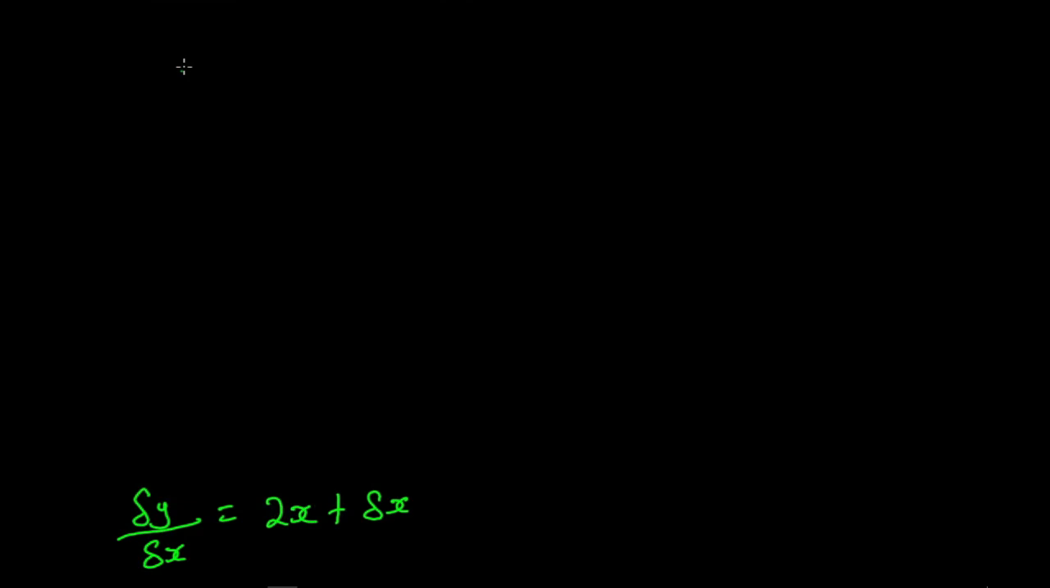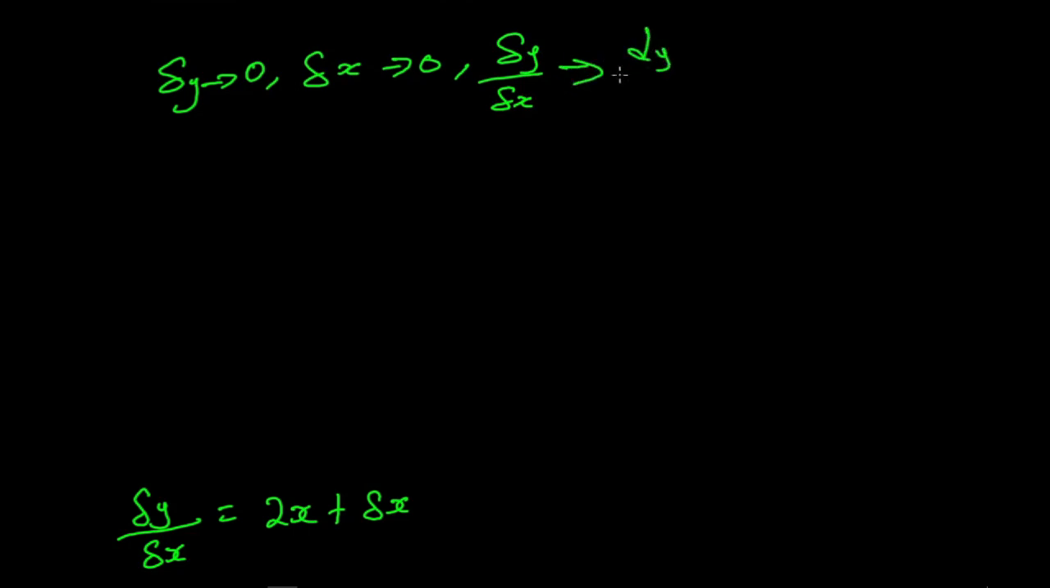From here we have delta y over delta x equal to 2x plus delta x, and we record that as delta y approaches 0, delta x will also approach 0, and delta y over delta x will approach dy over dx. We derived this in our last video, so you might want to watch that video. The link will be displayed at the end of this video.